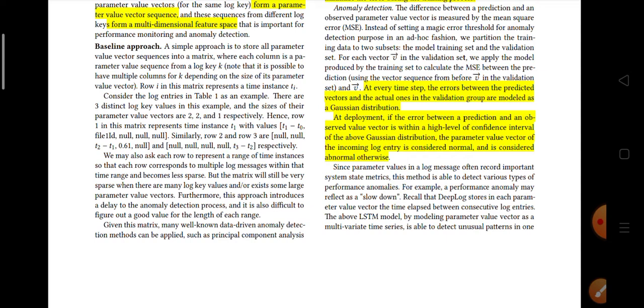Okay, if the error between prediction and the observed value is outside the high-level confidence interval in the distribution, then that parameter value or that log key value will be referred to as abnormal. If it is in between the confidence interval, then it's normal. If it's above that confidence interval, then it is abnormal. There is the Gaussian distribution. You can understand this as having deviations and deviation values. That distribution we are taking from the validation dataset.